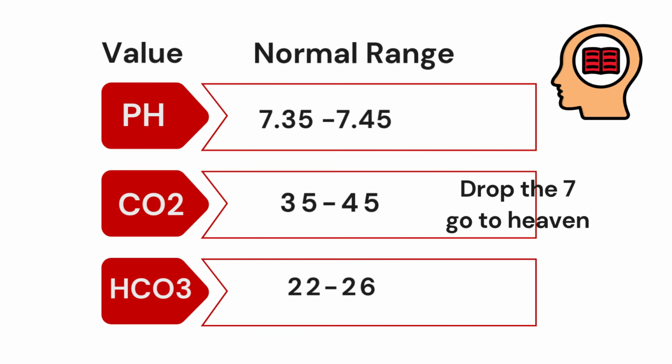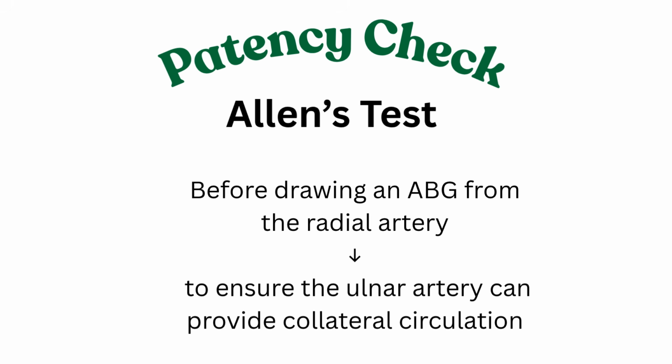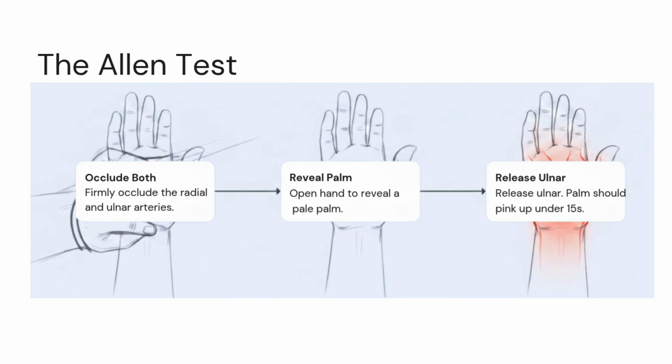Now, before you or a respiratory therapist even think about drawing that arterial blood, you absolutely must perform the Allen test. This checks the patency, or the blood flow, of the ulnar artery. Step 1, have the patient make a tight fist while you firmly occlude both the radial and ulnar arteries with your fingers.